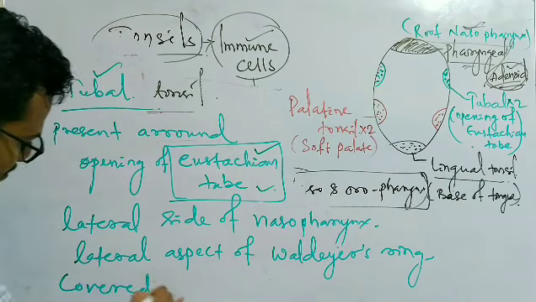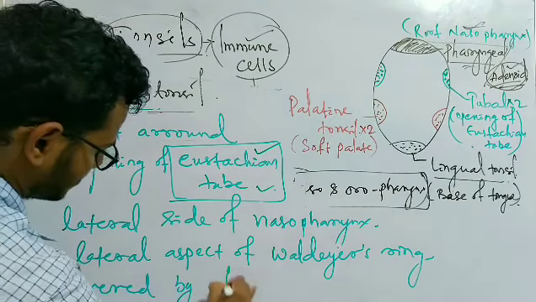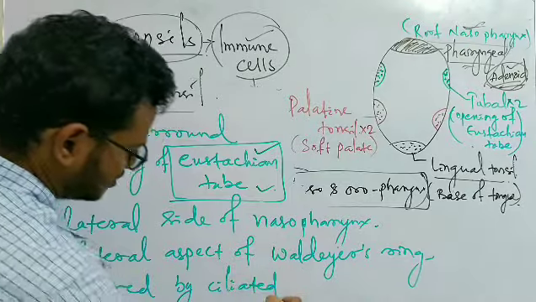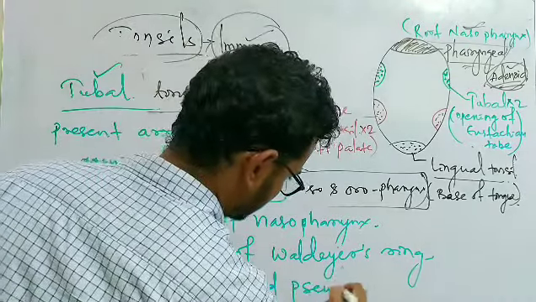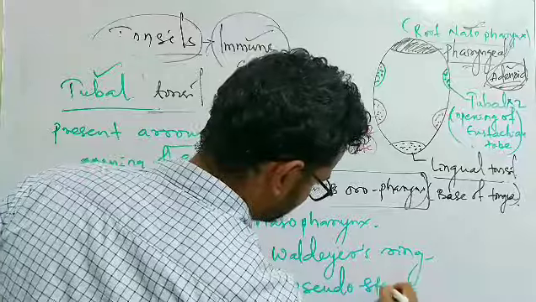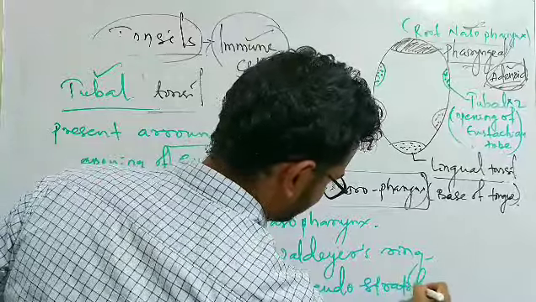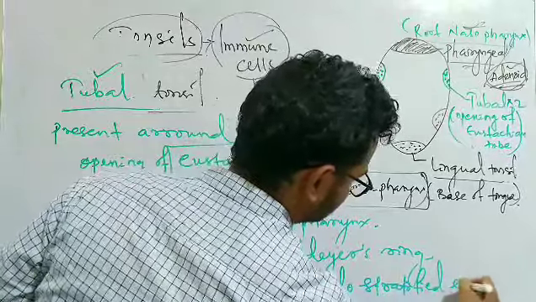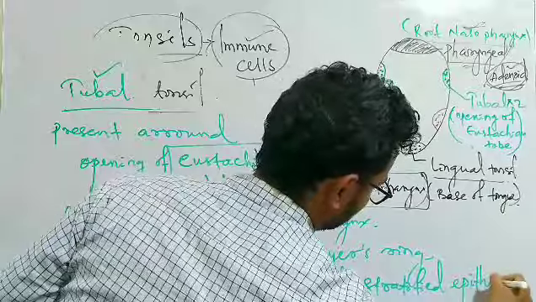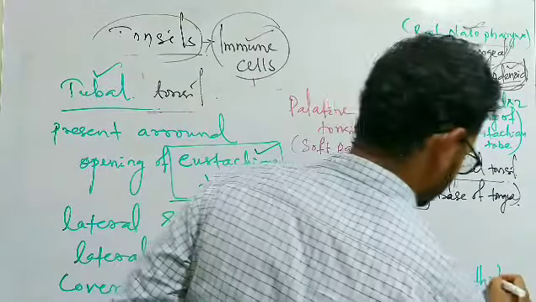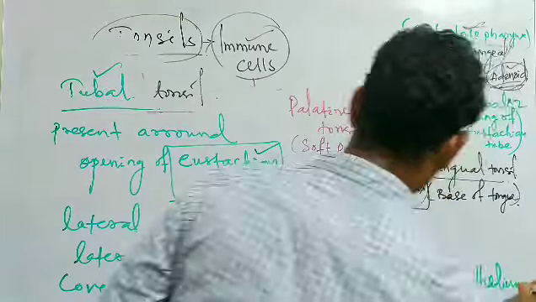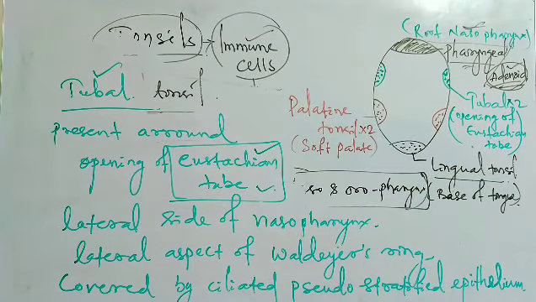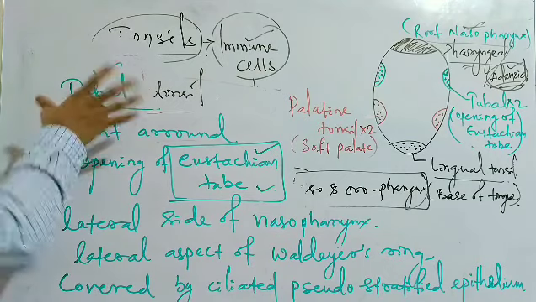Covered by ciliated pseudostratified epithelium or epithelial cells. Clear? So this is all about the tubal tonsil.